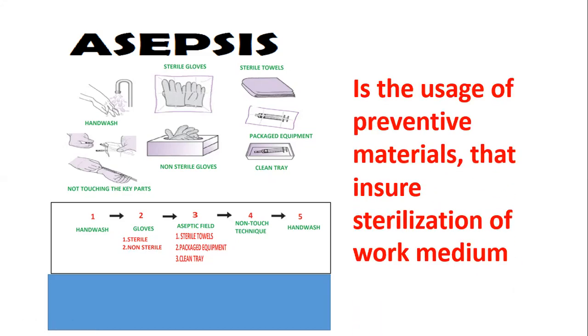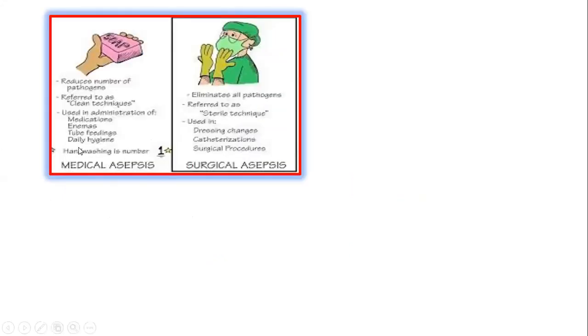Asepsis is the usage of preventive materials that ensure sterilization of wet meat. There are two types of asepsis, medical and surgical. The medical one is a clean technique, okay? We are going to work in a clean technique. Whereas surgical asepsis is a sterile technique in order to sterilize all the equipments.